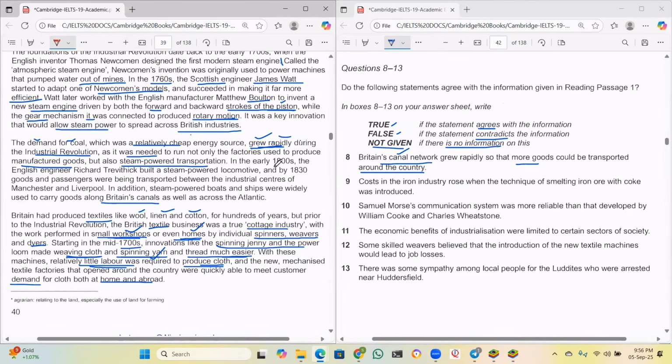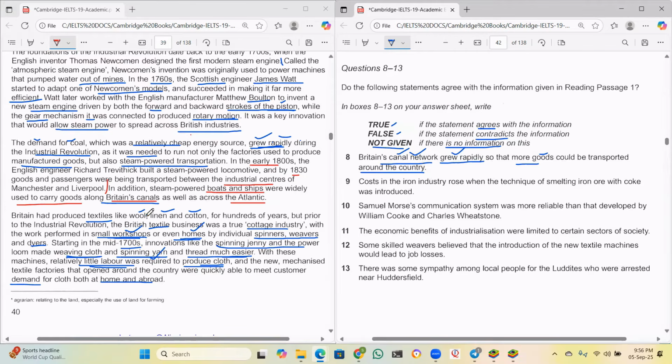Look at this. In the early 1800s, the engineer Richard built a steam powered locomotive. By 1830, goods and passengers were being transported between industrial centers of Manchester and Liverpool. In addition, steam powered boats and ships were widely used to carry goods along Britain's canals as well as across the Atlantic. Now, what does he say here? Britain's canal network grew rapidly. He's talking about the canal network and it says it grew rapidly so that more goods could be transported around the country.